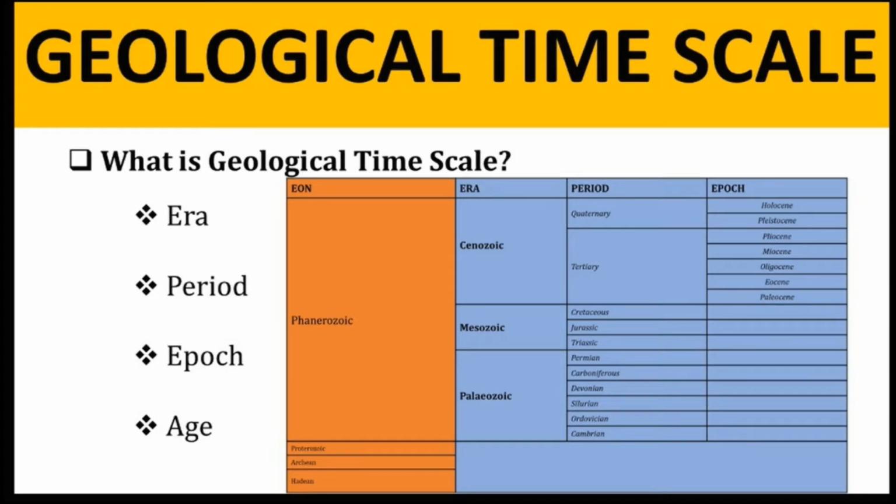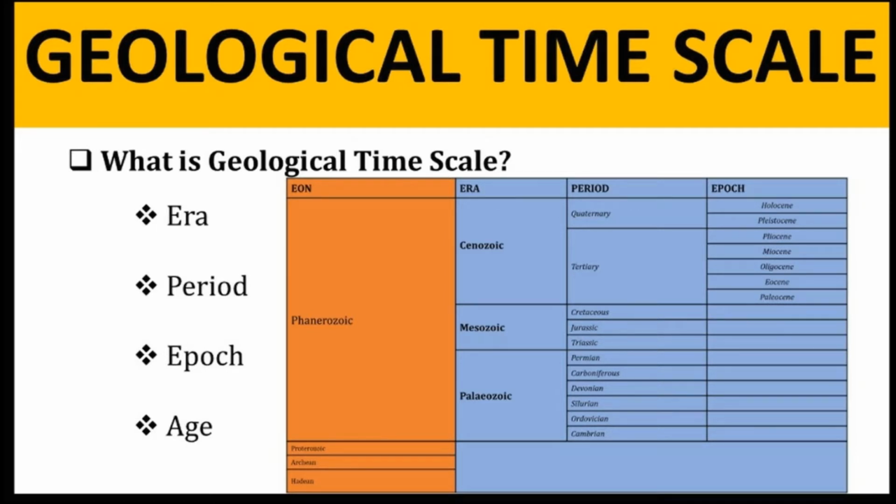There are three eras: the Cenozoic, the Mesozoic, and the Paleozoic. The Paleozoic era is again divided into periods: Cambrian, Ordovician, Silurian, Devonian, Carboniferous, and Permian. These are the periods belonging to the Paleozoic. Then the Mesozoic era is divided into three periods: Triassic, Jurassic, and Cretaceous.